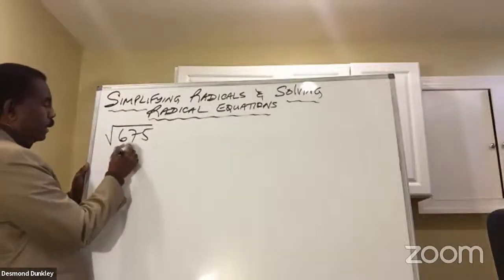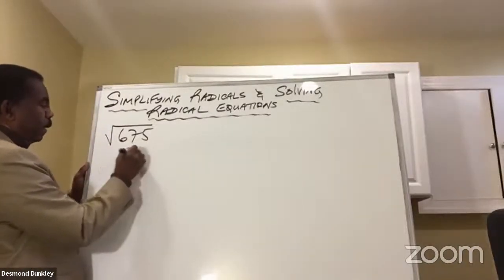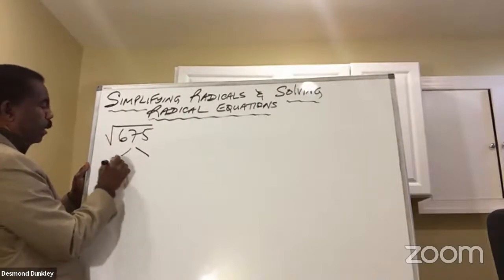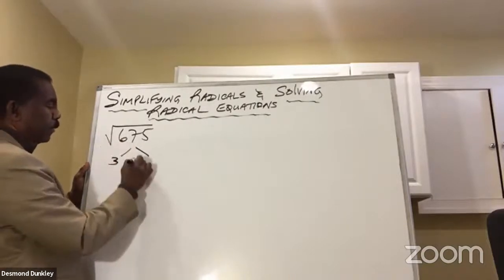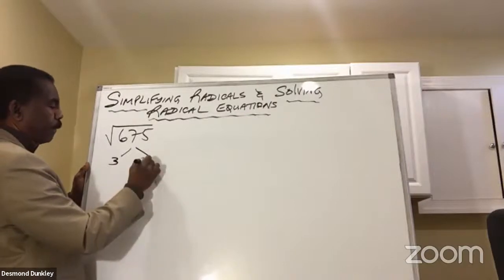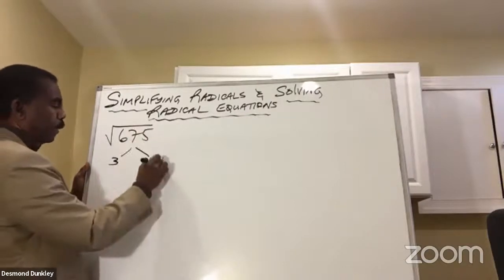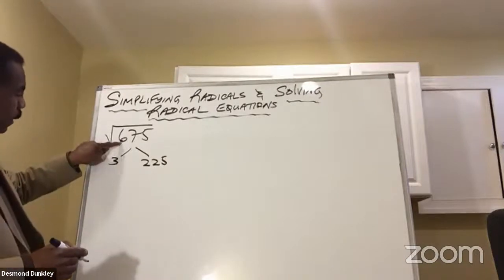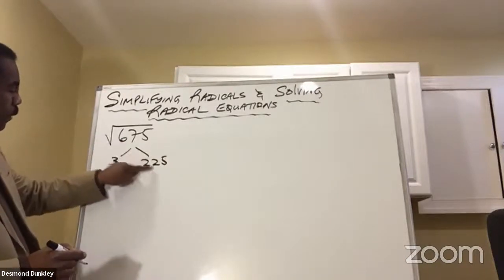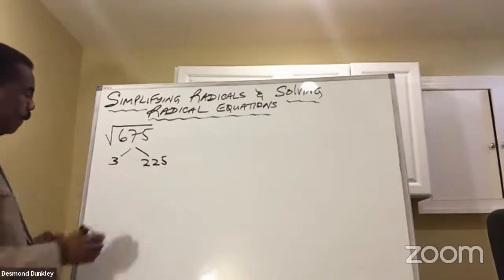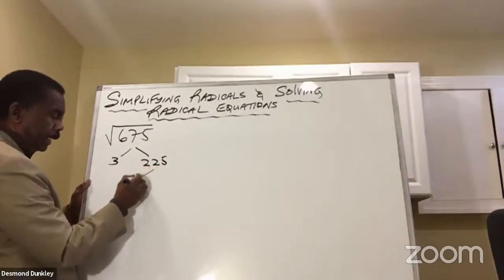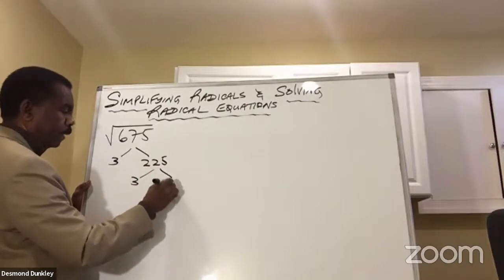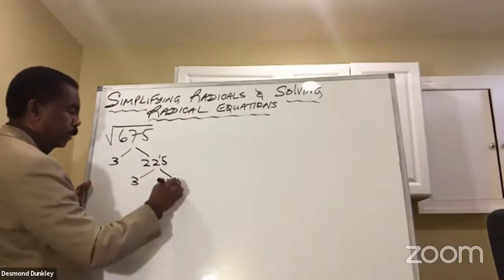Here you go. 675. Can we use 3? Yes, 3 will work. So I see 3 into 6 goes 2 times, 3 into 7 goes 2, 3 into 15 goes 5. Can we use 3 again? Yes. 3 into 22 goes 7, 3 into 15 goes 5.